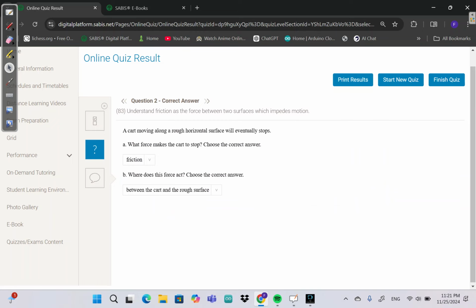What are the forces? A cart moving along a rough horizontal surface will eventually stop. What force makes the cart stop? Now, a force that acts between a moving object and the surface is always going to be friction. So that's for A. For B, where does the force act? The force is the action between two objects. And here the two interacting objects are the cart and the rough horizontal surface. So the force is going to be acting between the cart and the rough surface.